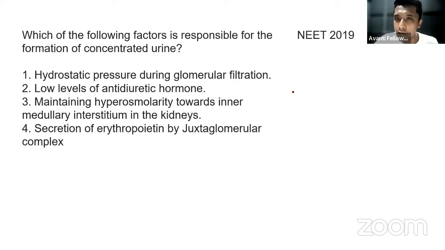Now, what happens in the kidneys? We have two regions. One is the cortical region, the other is the medullary region. Usually, as the loop of Henle descends into the medullary region, it becomes more and more hyperosmolar. Since hyperosmolarity is maintained, the urine concentration will take place by exchange. So that is why option 3 is correct.